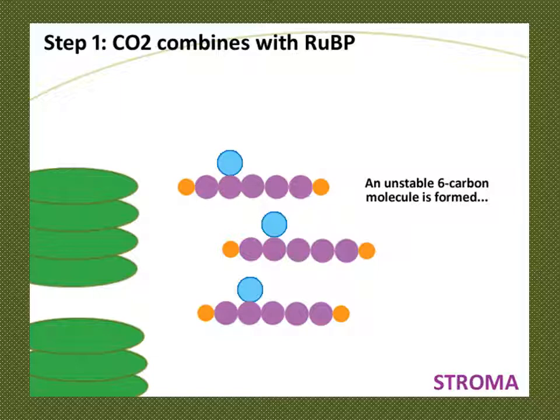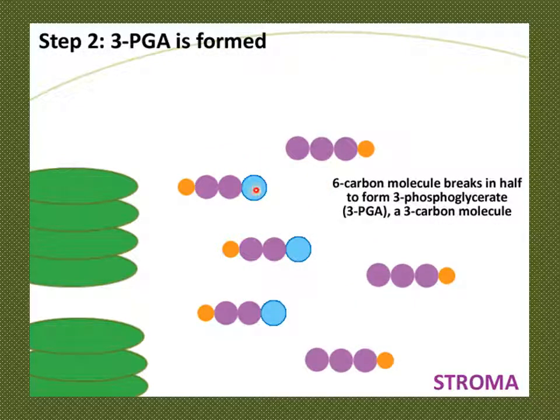And this is step 2. Your 3-PGA, 3-phosphoglycerate, is going to be formed, right? These are 3 carbon molecules. See, 1, 2, 3 carbons. 1, 2, 3 carbons. So basically, all we did was take this gigantic molecule and break it in half, so that each of these is 3 carbons long.